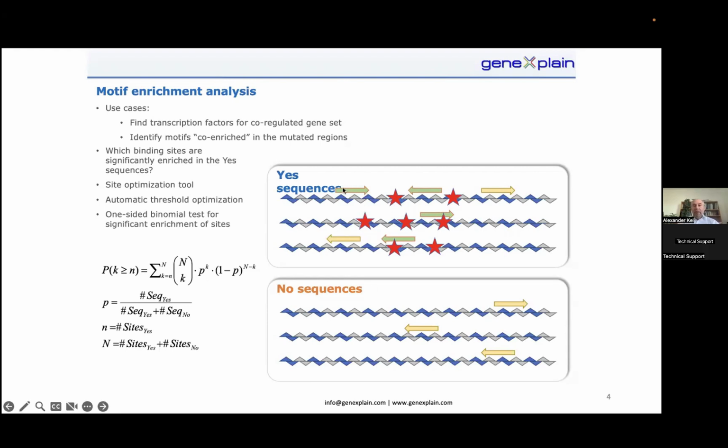If you see a lot of sites found in this set, but not in this set, how big the difference is, and whether it's statistically significant, can be estimated by a certain formula, by binomial distribution. And we can say that this set of sequences, or this pathway, is enriched by that particular motif. That's an important concept, and it helps to identify individual transcription factors which are supposed to be responsible for regulating a particular set of genes.